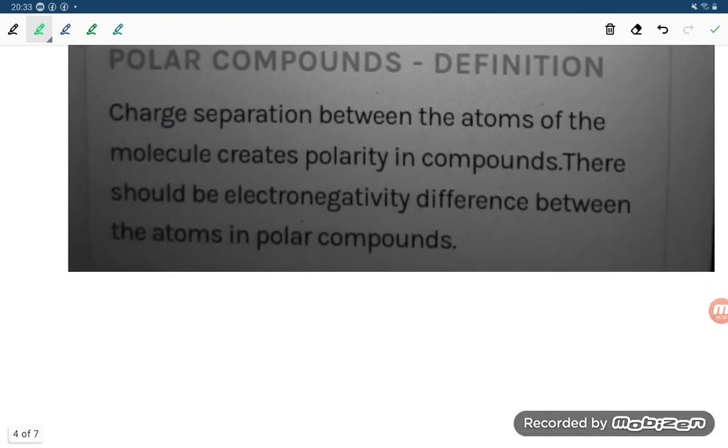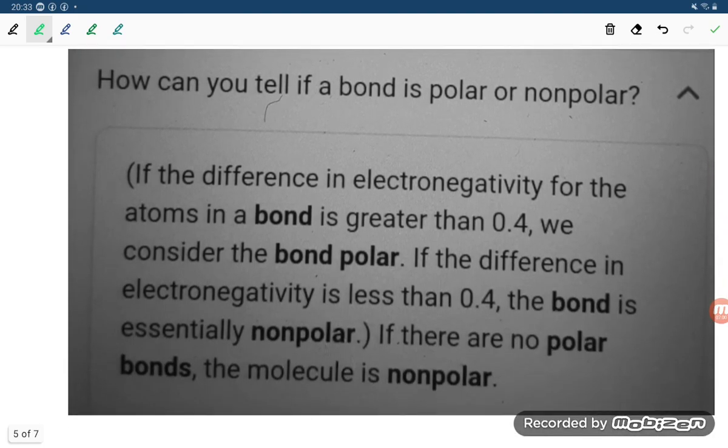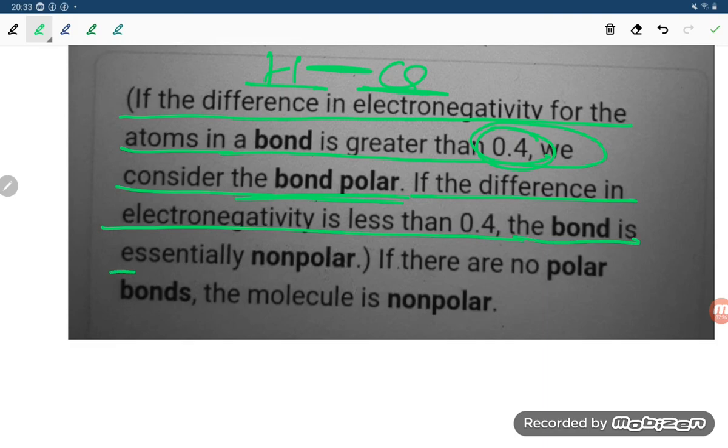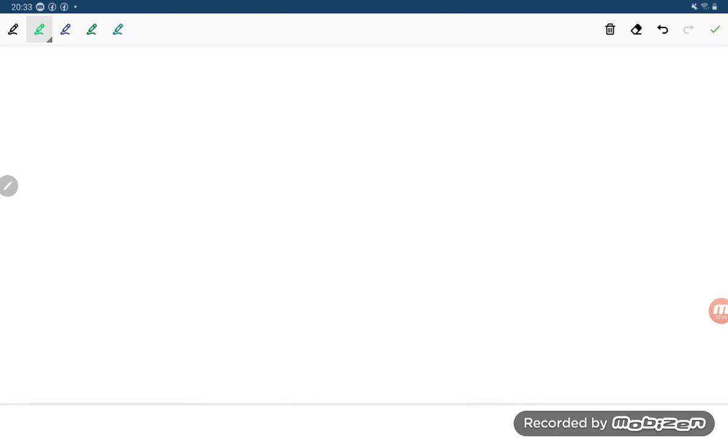You can see, student, the problem here. How can you tell if a bond is polar or non-polar? The reason is, if the difference in electronegativity for the atoms in the bond is greater than 0.4, like we have H and Cl, if the electronegativity difference of chlorine and hydrogen is more than 0.4, it is considered a polar bond. If the difference in electronegativity is less than 0.4, the bond is essentially non-polar.